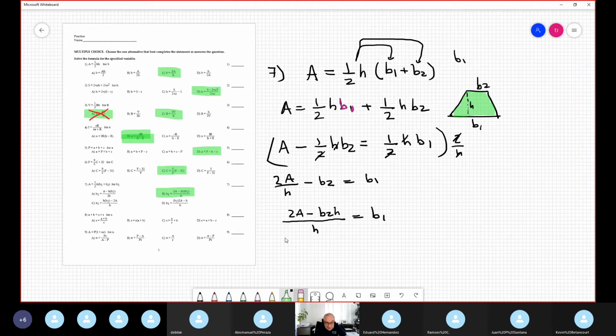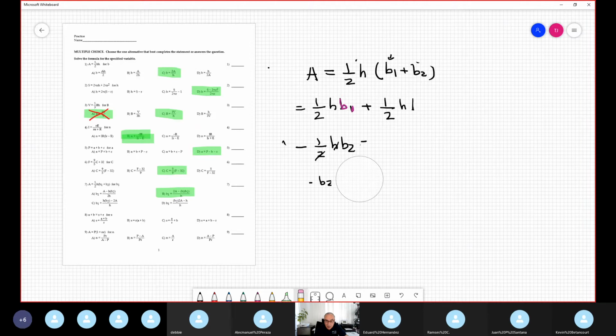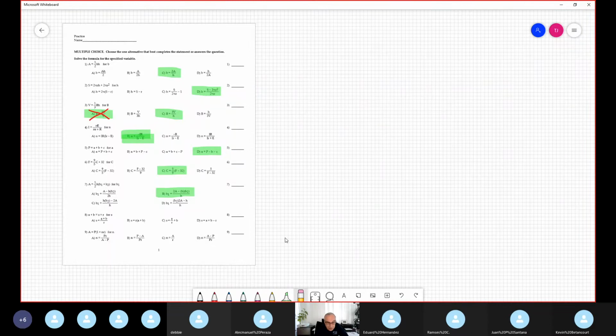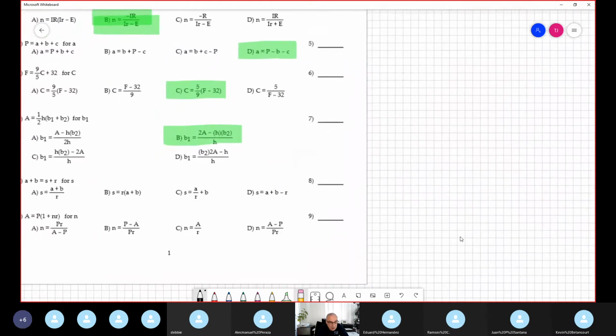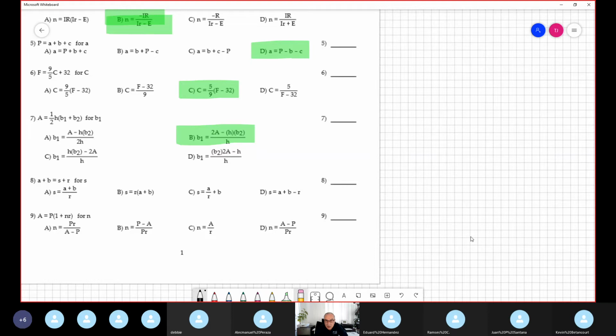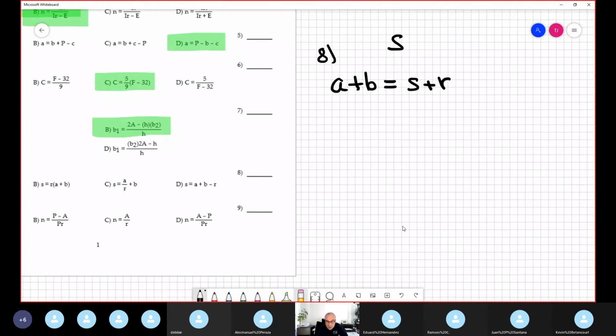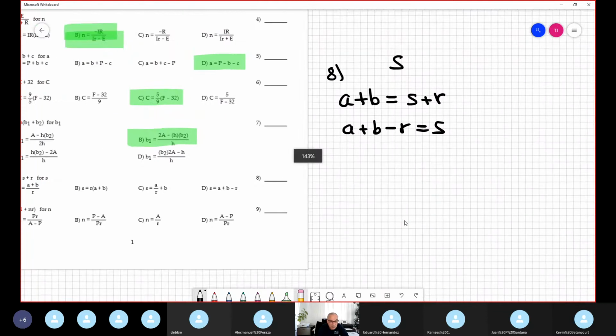Let's do number 8 now. Number 8, let me see if I can zoom to see much better. Oh, it's super easy. It's A plus B equal S plus R. You need to solve for S. So my variable of interest is S. Oh, super easy, straightforward. It's A plus B minus R equals S, done. A plus B minus R is this.